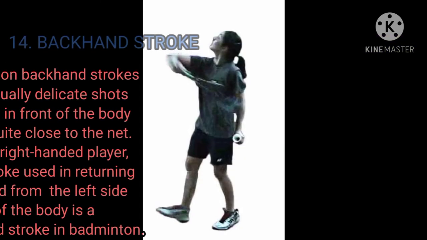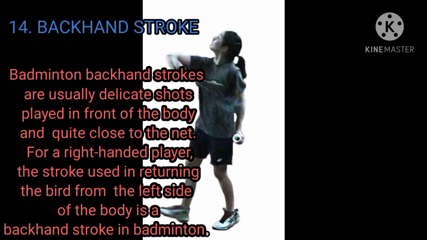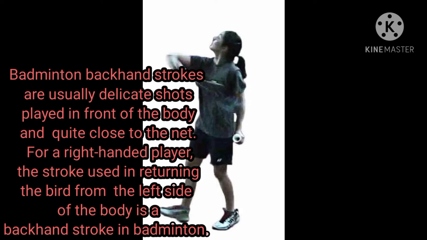14. Backhand stroke. Badminton backhand strokes are usually delicate shots played in front of the body and quite close to the net. For a right-handed player, the stroke used in returning the bird from the left side of the body is a backhand stroke in badminton.